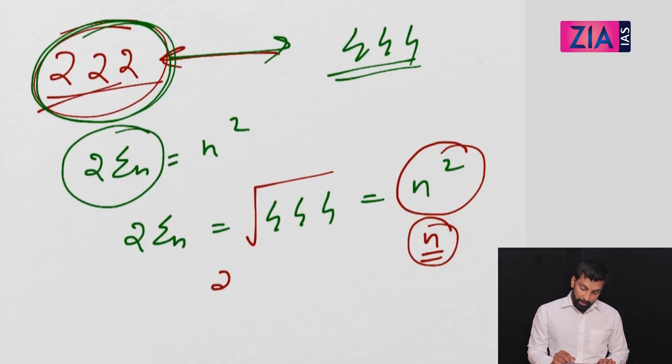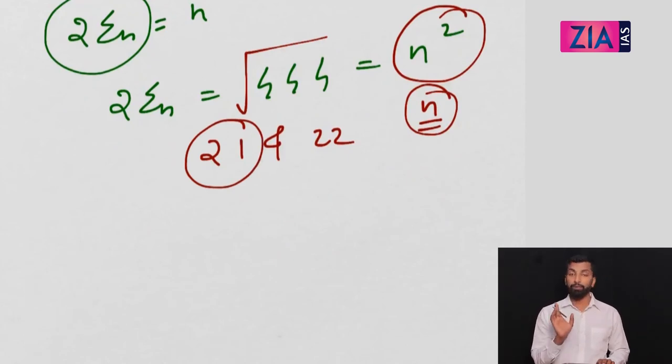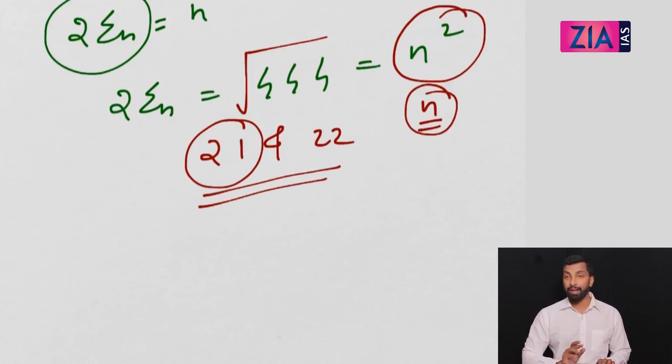You know this will be between 21 and 22 because 21 squared is 441, 22 squared is 484. Now you take 21 as your n. So assume that 21 is your n. You can take any one of these. You are taking 21 because you are double counting. So when you are double counting, you take it on the lower side.